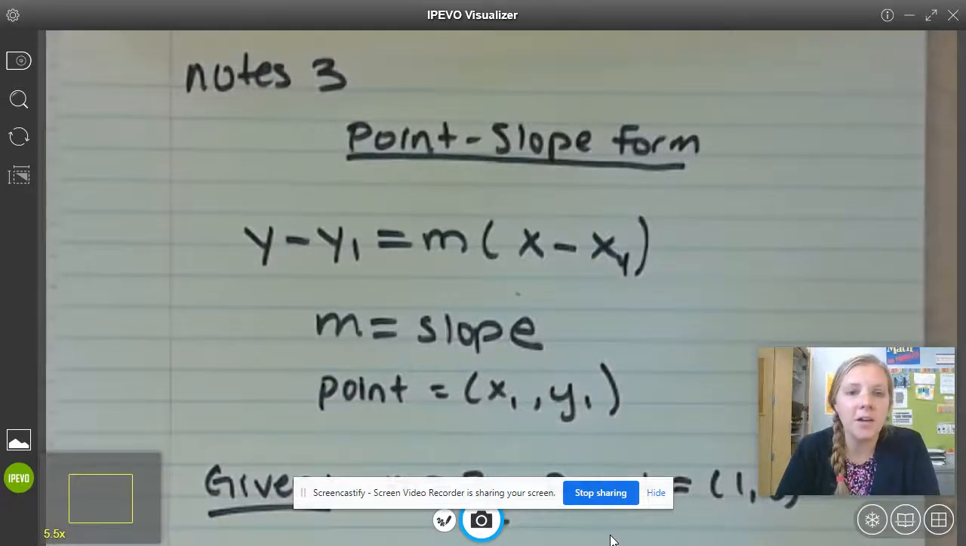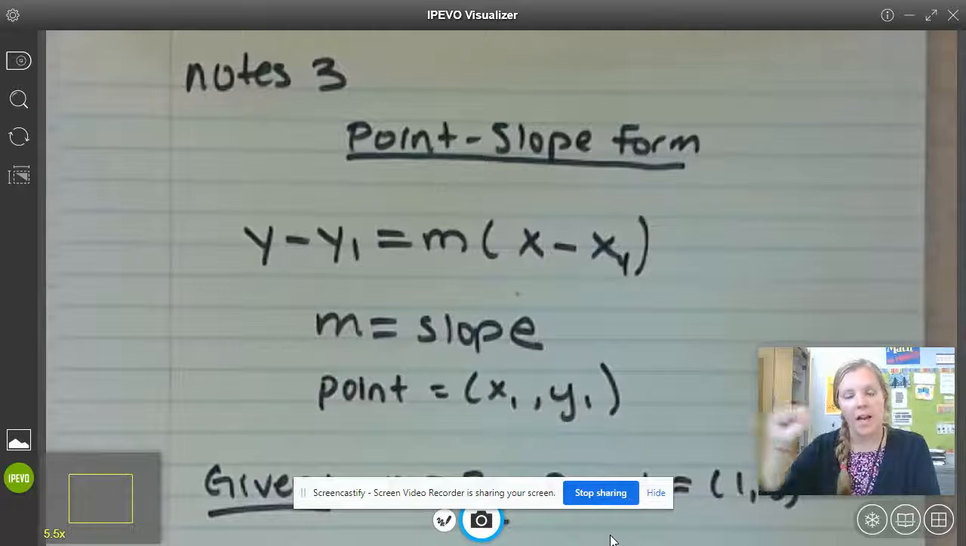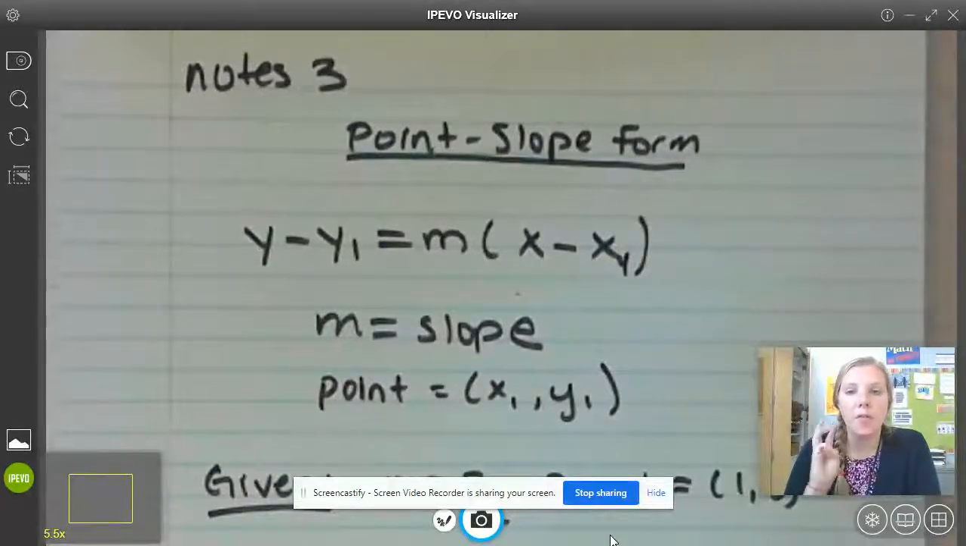Hi. Now you are going to take notes 3 on point slope form. You should have already taken notes 2 on slope intercept form. And in those notes, I let you know that there are 3 forms of a line. So we're going to learn how to graph a line, a straight line on a coordinate plane, 3 different ways.